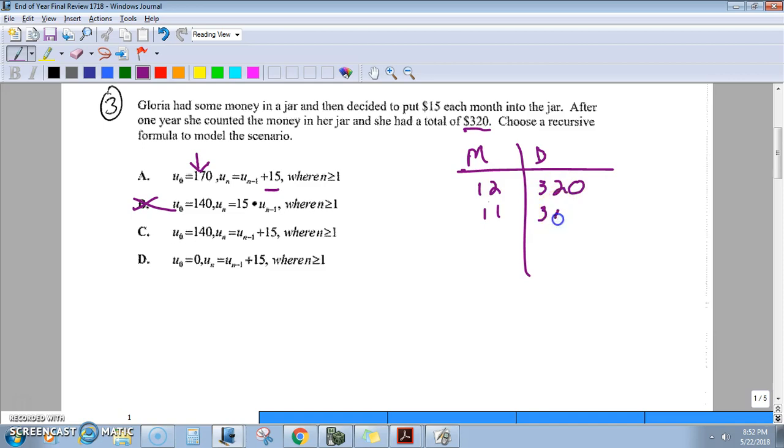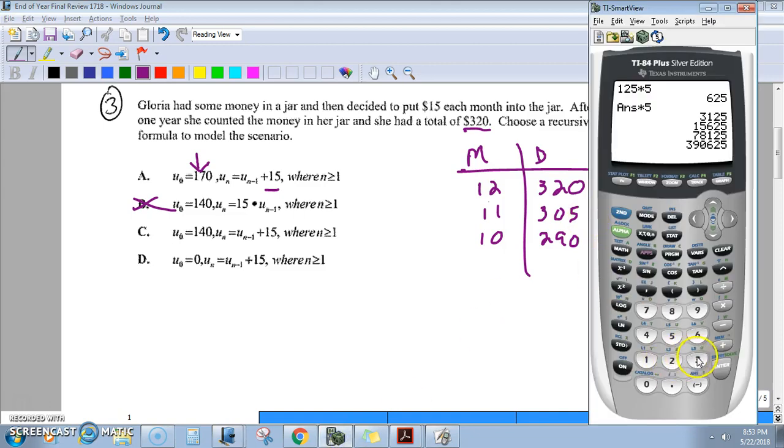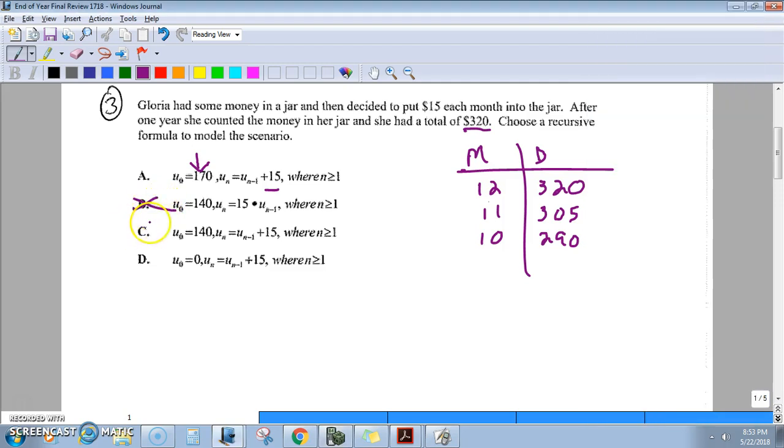So she would have had $305, right? And then a month earlier, she would have had $15 less than this, so she would have had $290. Okay, so let's use our calculator. If we have 320 and we subtract 15, that's 11 months minus 15. That's 10, 9, 8, 7, 6, 5, 4, 3, 2, 1, 0. So she started with $140. So, since we've already crossed out B, the answer must be C.